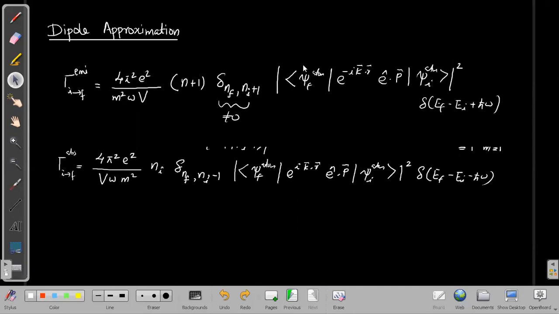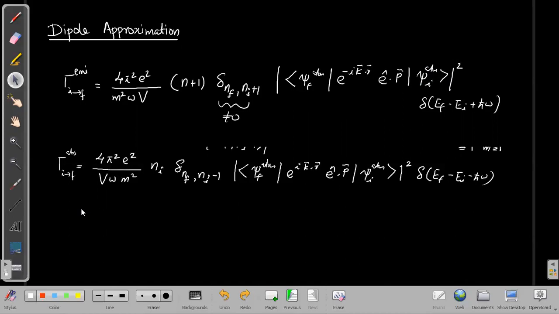Okay, now what we are going to discuss is what is the importance of this particular inner product. So there is an inner product here, psi f atom e raised to i k dot r e dot p psi a atom mod square. Okay, so we are going to simplify this expression, because in order to get the non-zero transition, this term should also be non-zero. Okay, so before going to the condition for non-zero value of this inner product, first we can make an approximation. Otherwise, it will be difficult to calculate this particular inner product.